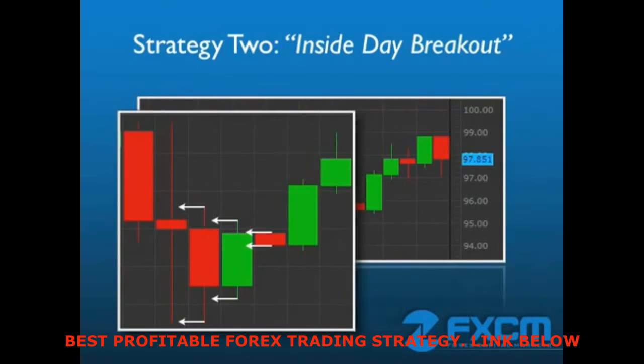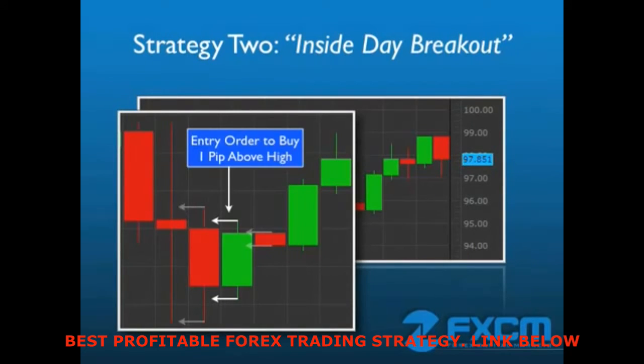At this point, I placed an entry order to buy here, 1 pip above this high, and an entry order to sell here, 1 pip below this low. I wasn't sure which direction the pair would break, up or down, so I prepared for either scenario. And good thing I did.